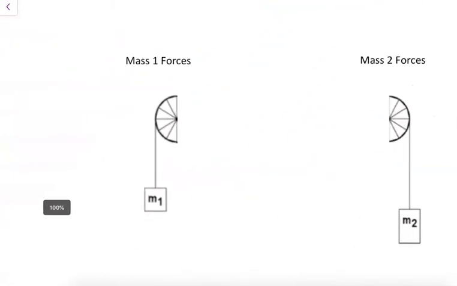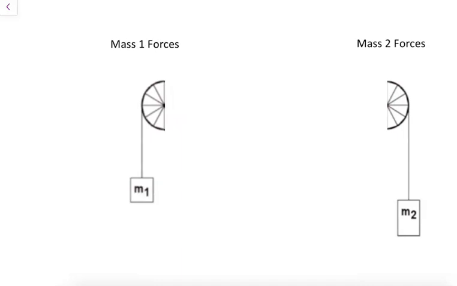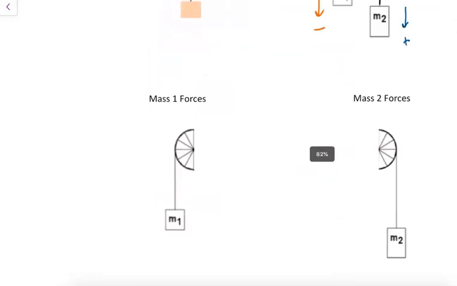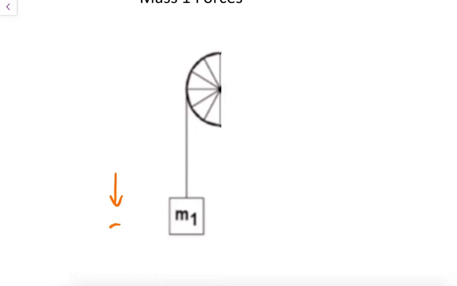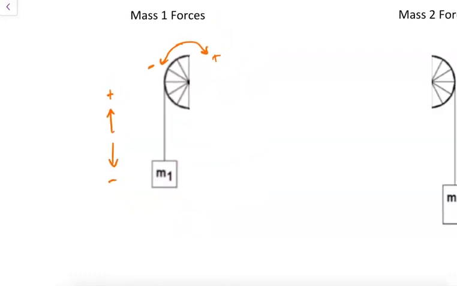So let's look at the individual free body diagrams of each mass. Our goal is to look at the individual forces, then combine them and analyze the system as a whole, and come to a conclusion with that. Looking at the first mass, we said that down is negative and up is positive from before. So let's write that down: down is negative, up is positive. I know mass 1 is going to be smaller than mass 2, so it's probably going to be accelerating upward.